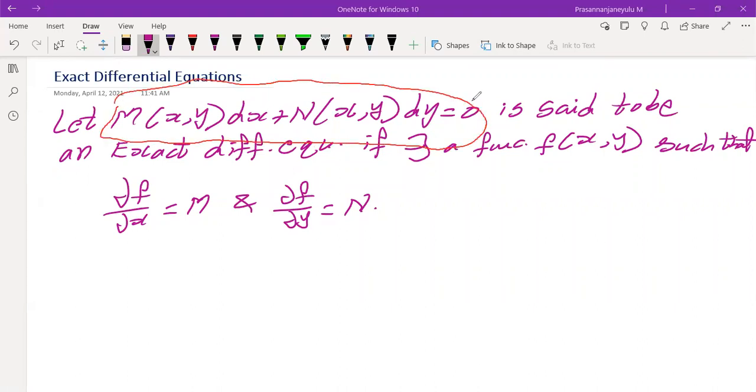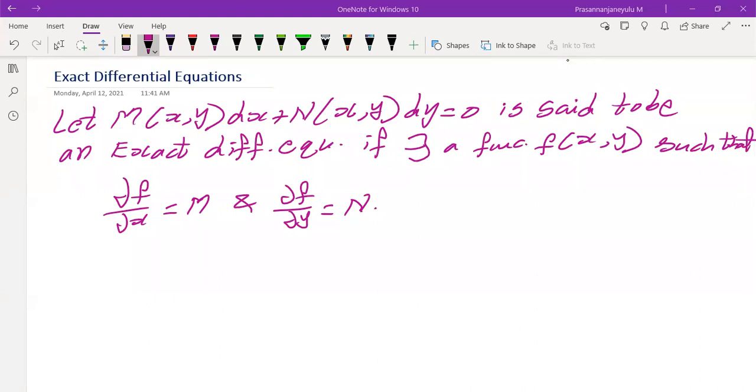This is the general form of exact differential equation, and there exists a function f. How is that going to happen? Partial differentiation of f with respect to x should be equal to the same M. Partial differentiation of f with respect to y should be equal to N. Then only, if this function exists, can we say it is an exact differential equation. But this is just a definition.